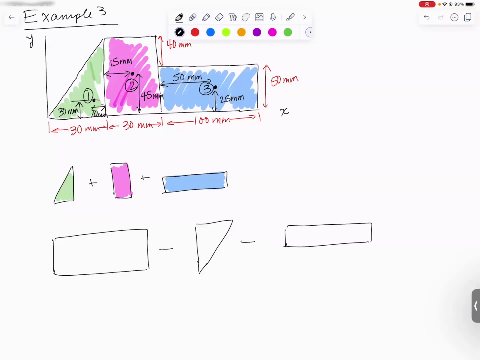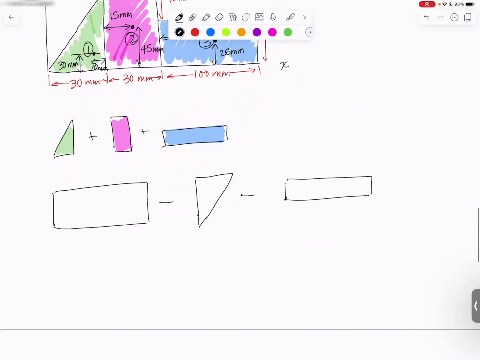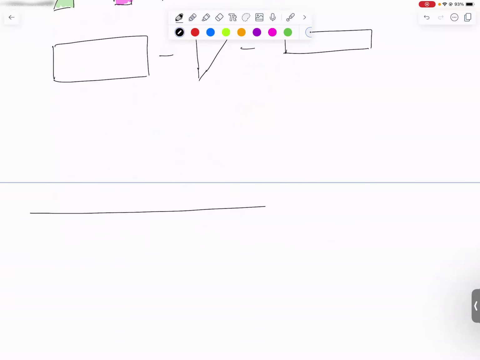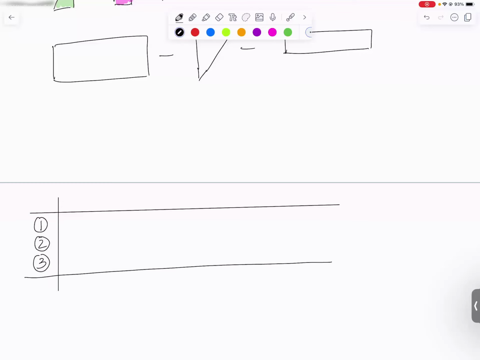And let's first write it out with a table. So on my table, typical table, start with a line. We're going to have the different shapes, 1, 2, and 3, followed by a place to sum them up. And so let's first find the area of each shape.